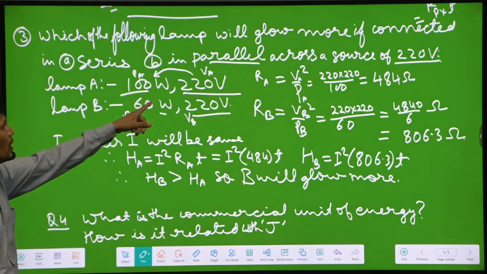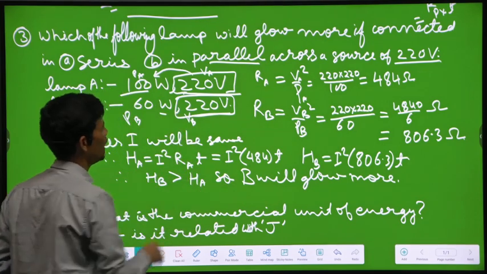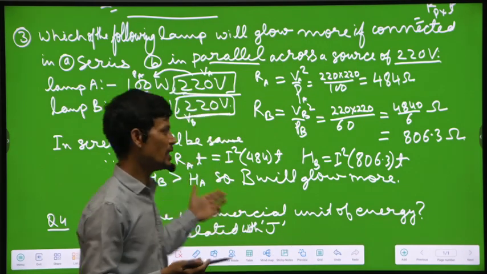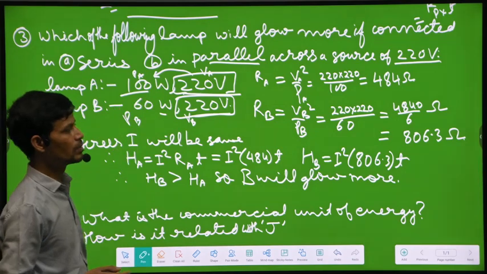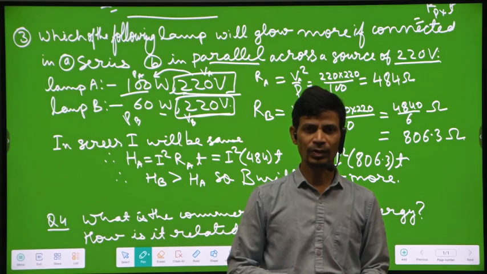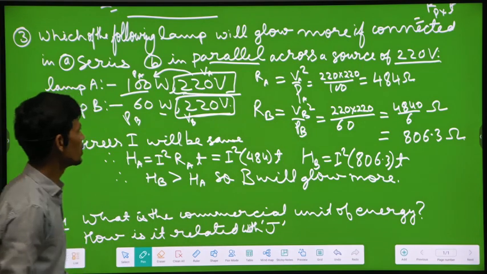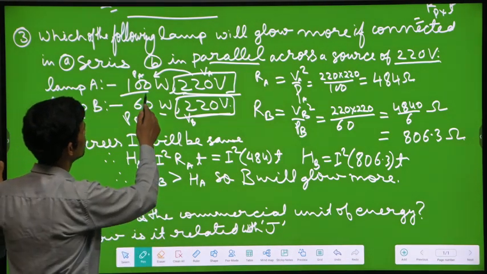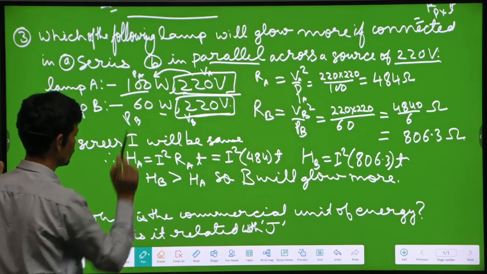their recommended potential difference, at their recommended potential difference they will perform as their power rating is given. So here in parallel combination, they will perform according to their power rating, because the potential difference is the same as that of their power rating. So the lamp which has more power rating will glow more.